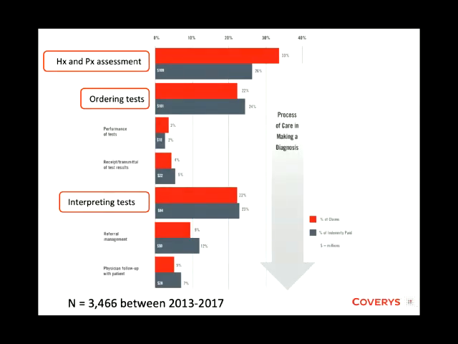This graph is a little bit similar to the one you saw before. Starting at the top, these are the first steps that are performed when you're making a diagnosis, and then you work your way down the slide. I highlighted the three most prevalent causes of error, and they include the basic fundamentals of making a diagnosis: errors within the history and physical assessment, errors with ordering tests, and errors with interpreting tests.